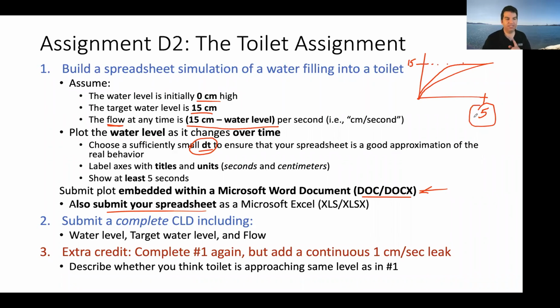And let me just make sure we get through the rest here, and then I'll make sure we get to these questions. So you're not only going to do this in the spreadsheet, but I want you to draw a complete causal loop diagram showing me the water level, the target water level, and the flow. And I'll give you a hint for that in a second. And then for extra credit, you can add a leak, which is similar to adding debts.